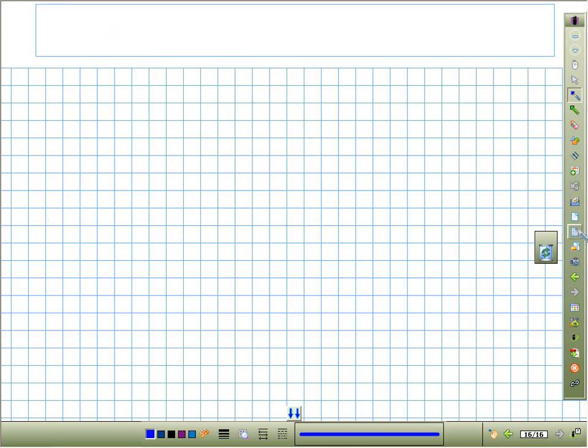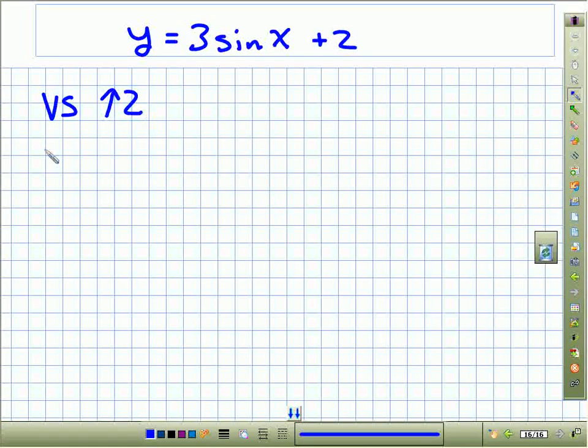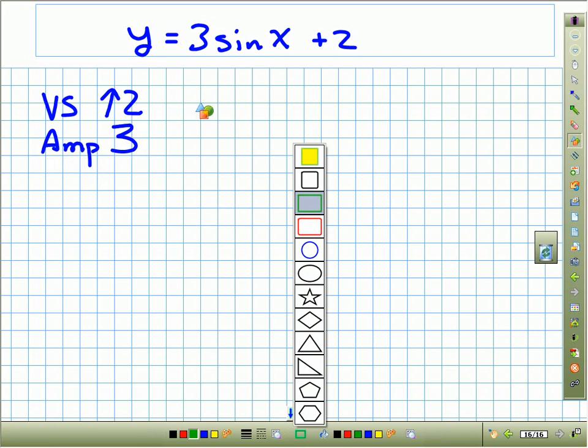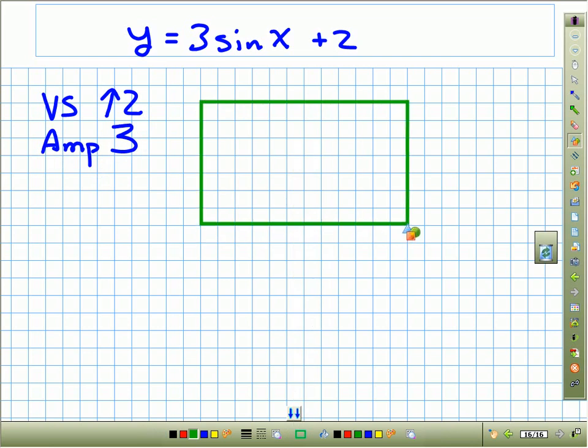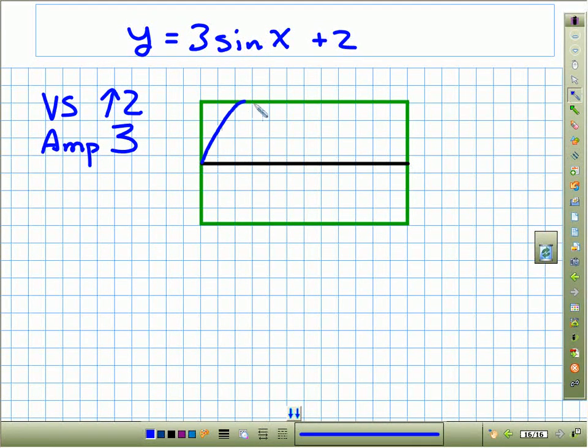Let's suppose that we've got y equals 3 sine x plus 2. First of all, what have we got going on here? What kind of vertical shift? That's right, we go up 2. And what about the amplitude? That's right, 3. So what I would recommend is go ahead and make your box, although you don't have to, but this might come in handy later on. We'll just put the sine graph in it, just a quick sketch. Notice horizontally it has not been messed with.